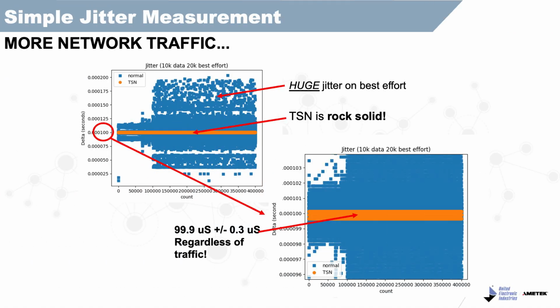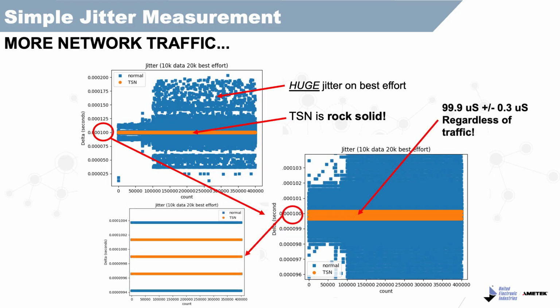So here at UEI, we did some actual jitter measurements using our hardware and TSN. Orange is the TSN traffic. Blue is the best effort network traffic. Once the network starts to get loaded, we see the jitter on the best effort traffic skyrocket. Let's look at the TSN traffic closer. The schedule for TSN was set to 100 microseconds. Even with the best effort traffic, it is still 99.9 microseconds with a deterministic jitter of 0.3 microseconds.